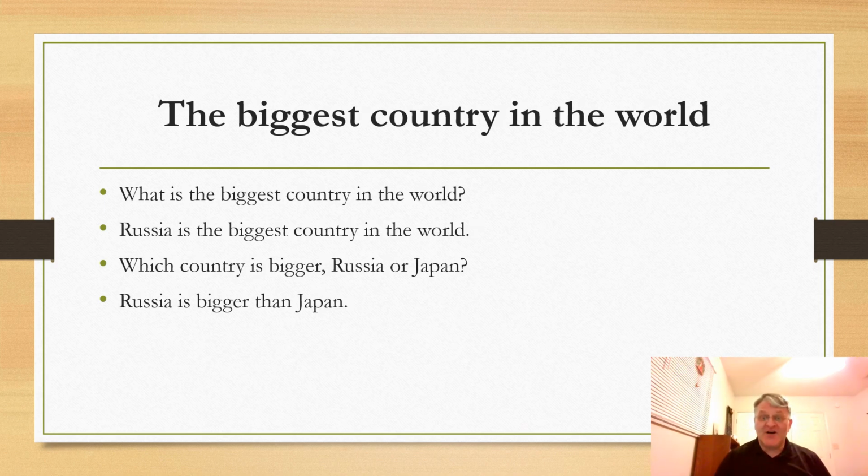Now, there are many countries in the world, okay, many big countries. So let's think about the biggest country in the world. So what is the biggest country in the world? Some people said China. Yeah, big country. Canada. Yes, very. Brazil, big country. But really, Russia is the biggest country in the world.